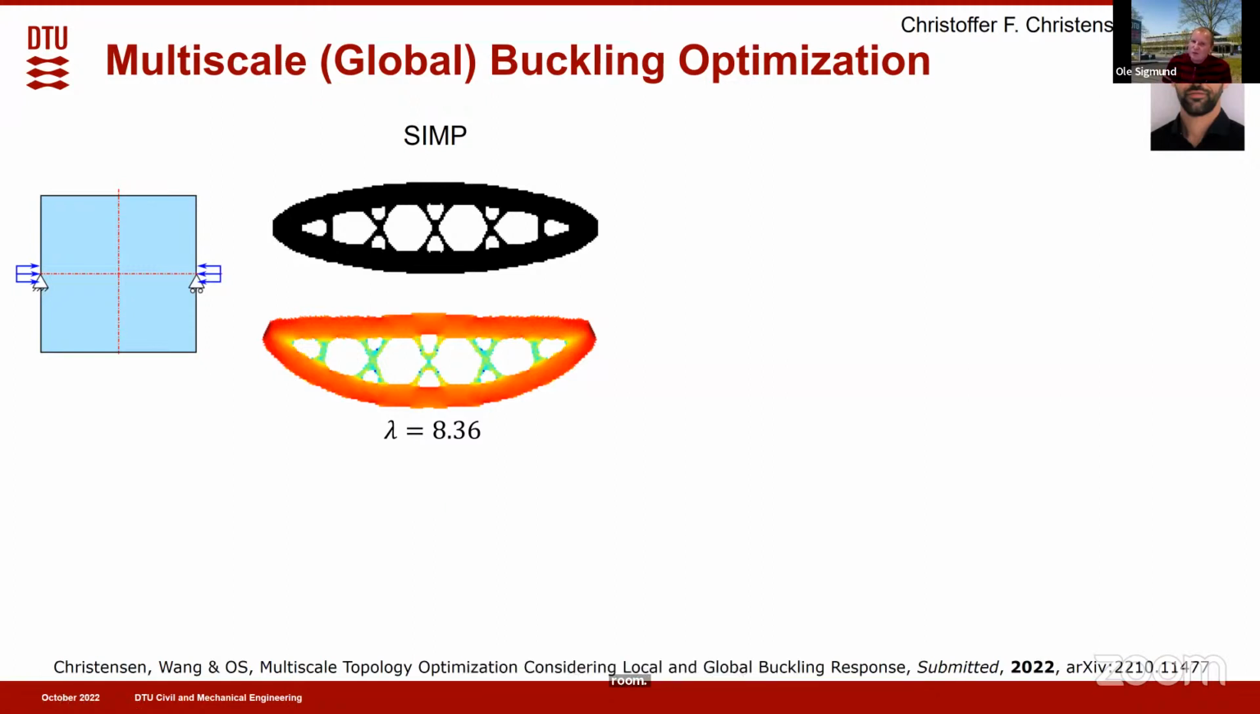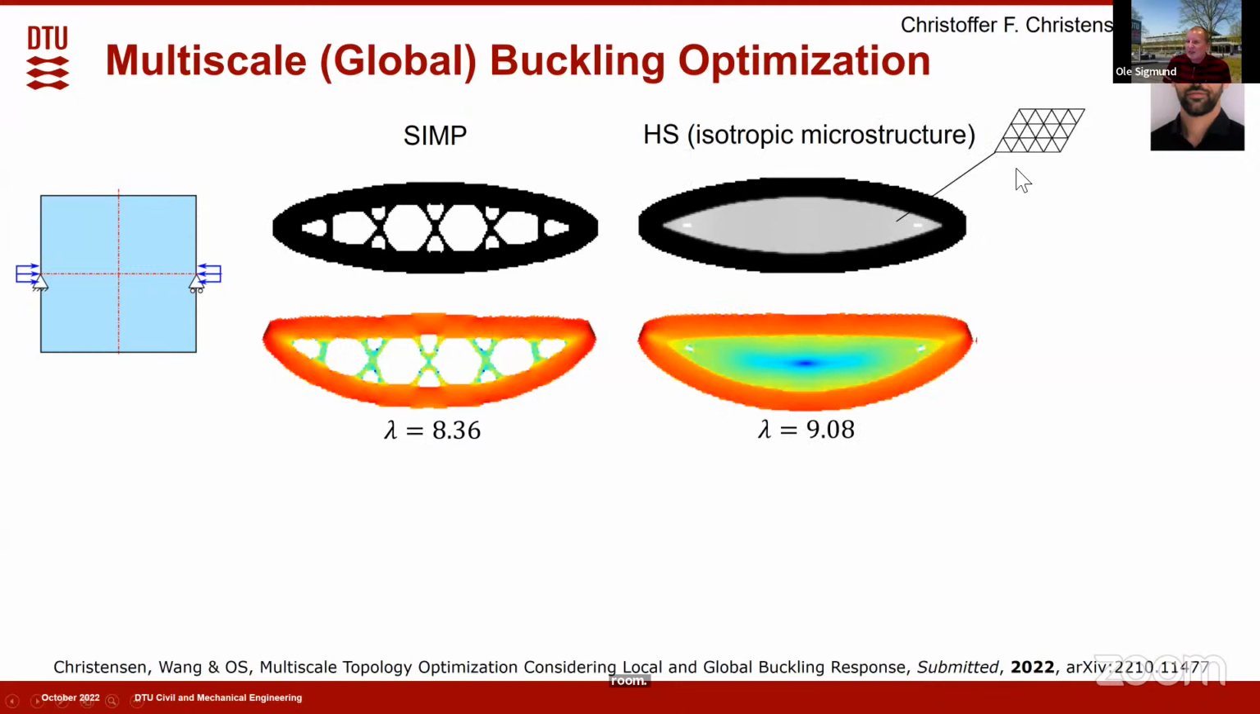Now, if we introduce multiscale in the shape of an isotropic microstructure, well, then we get a structure like this. And interestingly now, there is a need for microstructure. And with this microstructure, we are actually able to get a higher buckling value. So this is very nice. This looks interesting. We actually need isotropic microstructure.